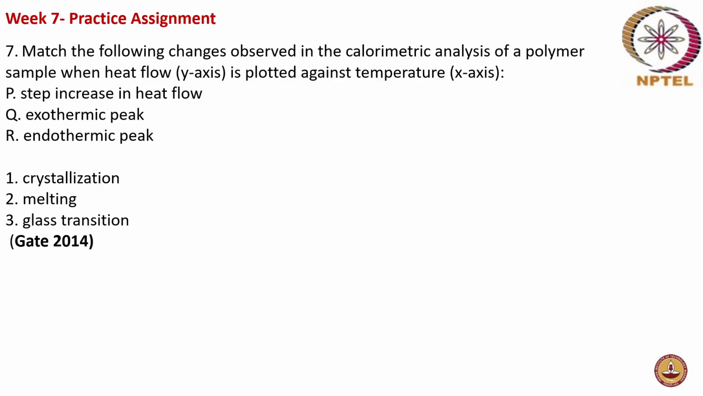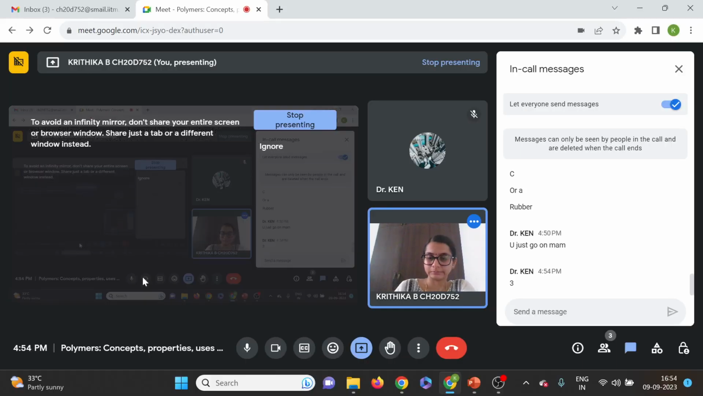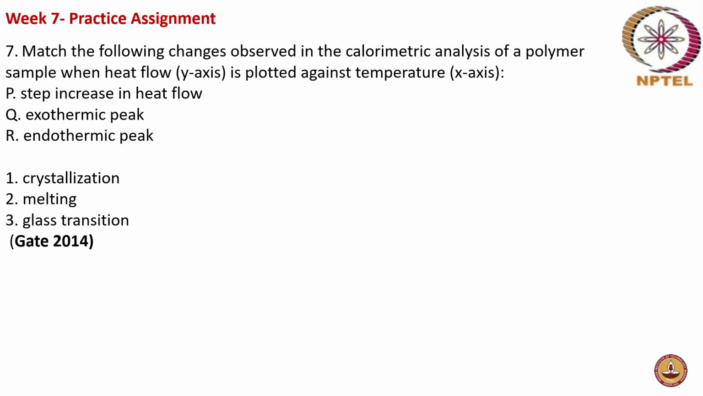So let's start with the first one, step increase in heat flow. Which change is indicated by the step increase in heat flow? Glass transition, yes, perfect. What about exothermic peak?